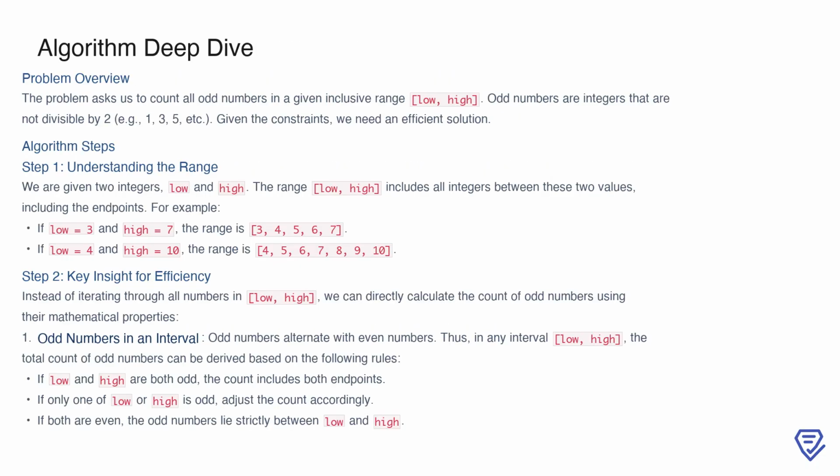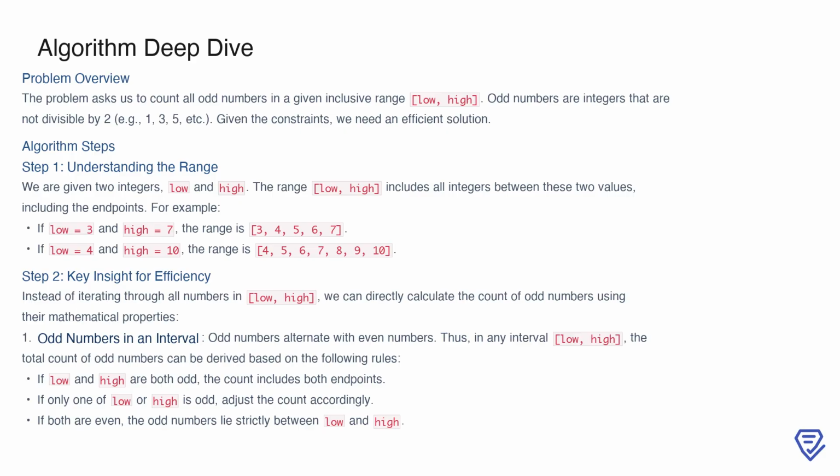To solve this problem, our goal is to count all the odd numbers within an inclusive range defined by two integers, low and high. As a quick reminder, odd numbers are integers that are not divisible by 2, such as 1, 3, 5, and so on. For instance, if the range is 3 to 7, the numbers included are 3, 4, 5, 6, 7. Similarly, for 4 to 10, the numbers are 4, 5, 6, 7, 8, 9, 10.